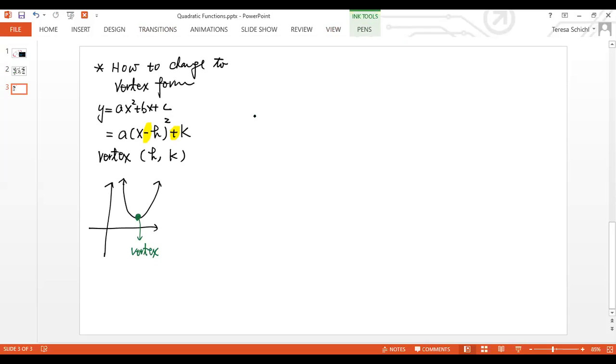Okay, so how do we change from y equal to ax squared plus bx plus c to the vertex form? From here to here, the method you need to use is what we call completing the square. Okay, and then we're going to practice some of those completing the square techniques, so you will know how to change it to the vertex form. After you change it to the vertex form, you know here is the vertex, right?